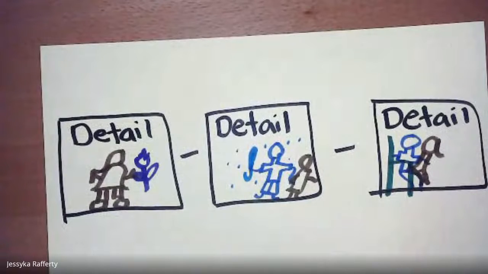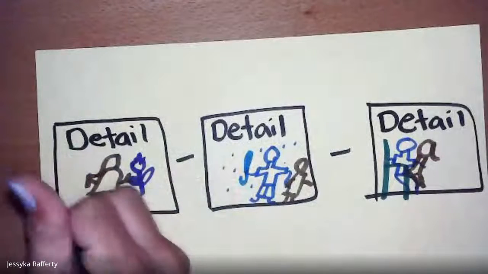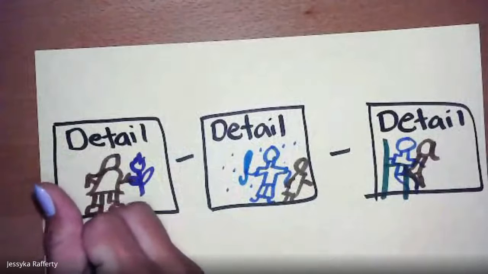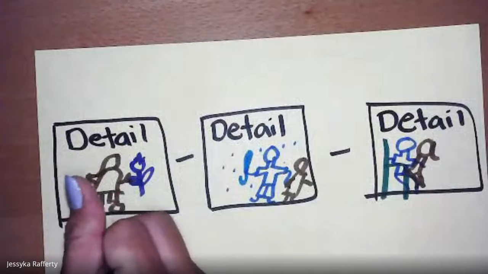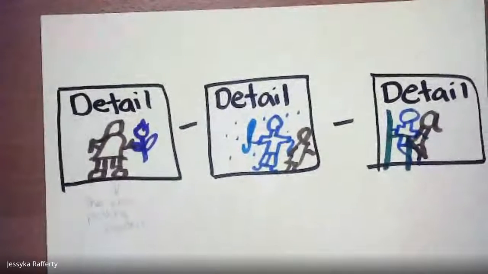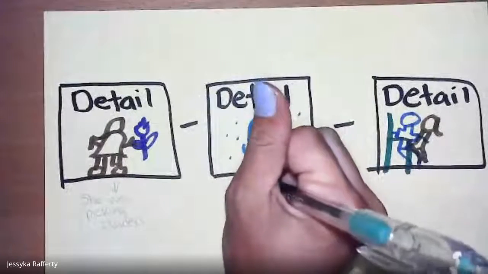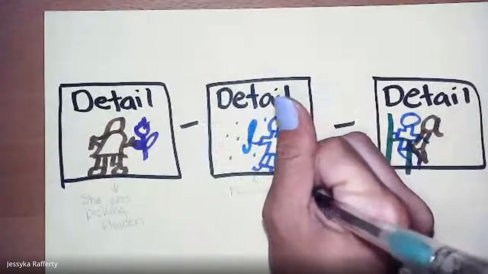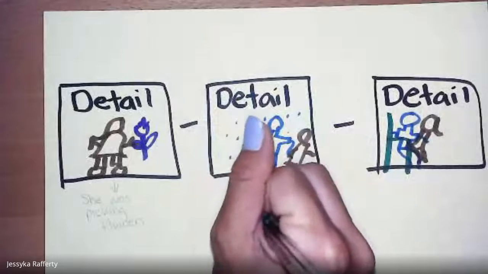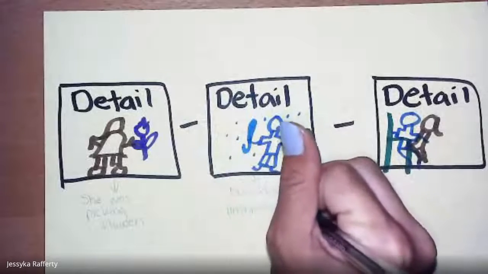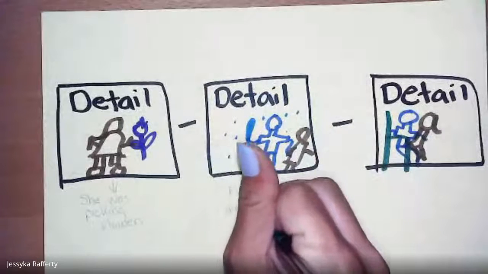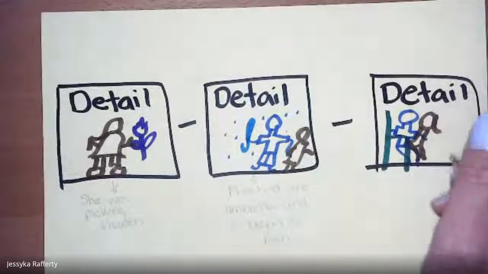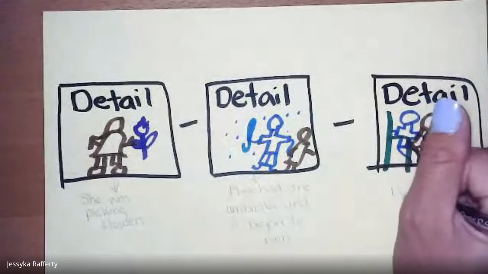So now what we're going to do is we are going to write what happened. So down here, our first detail of our illustration was she was picking flowers. So you can write she was picking flowers. Like that. The next one was that her mom had the umbrella. And it started to rain. And then the last picture was that her mom held her during the storm.